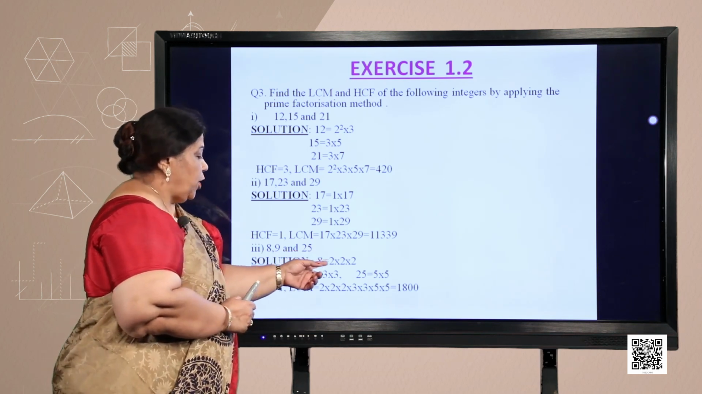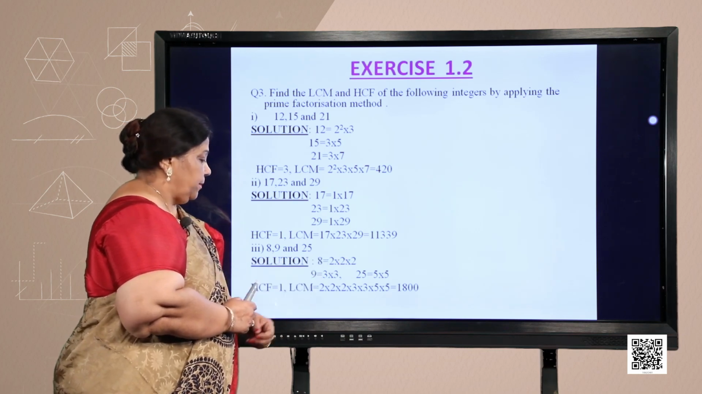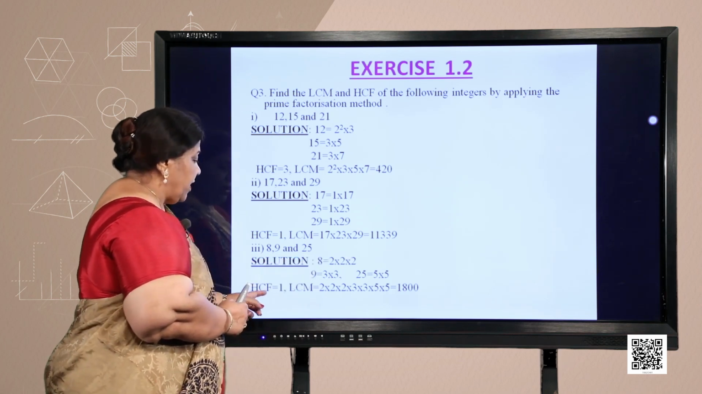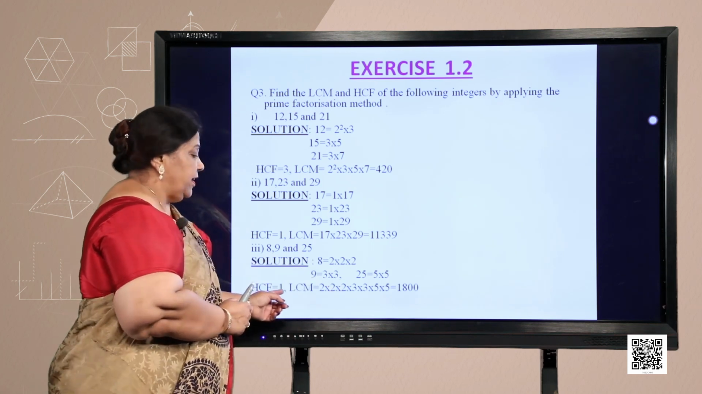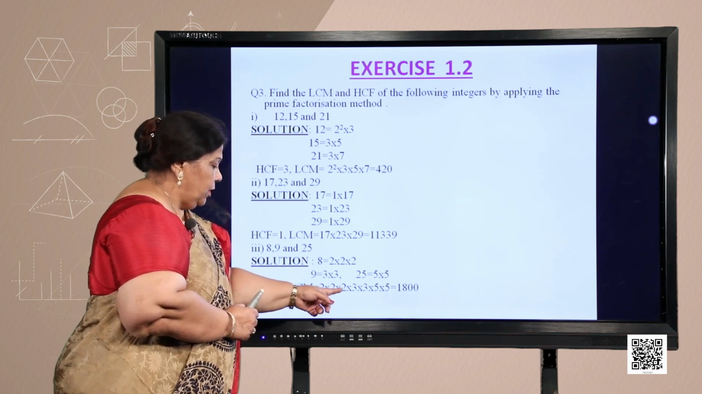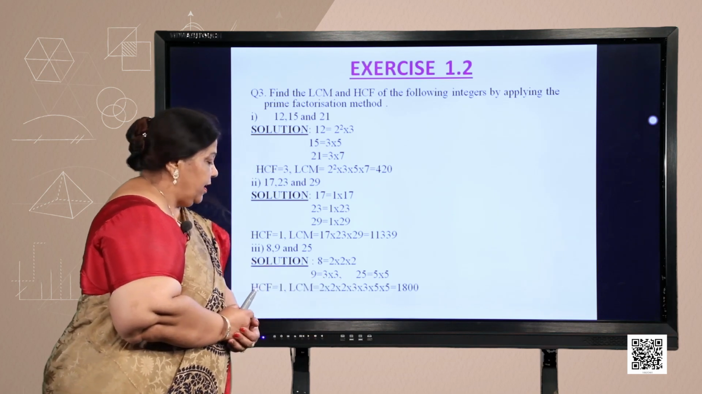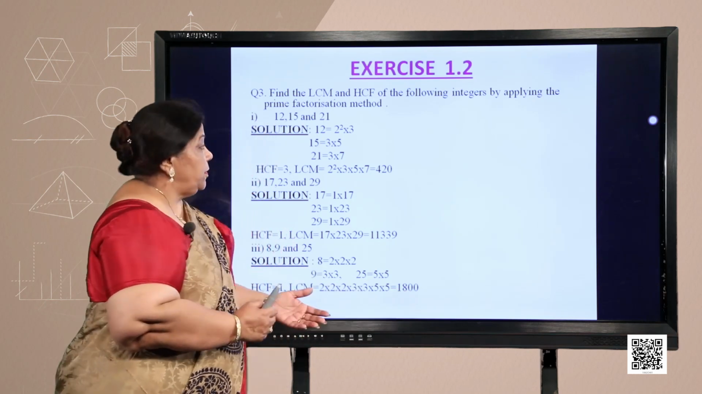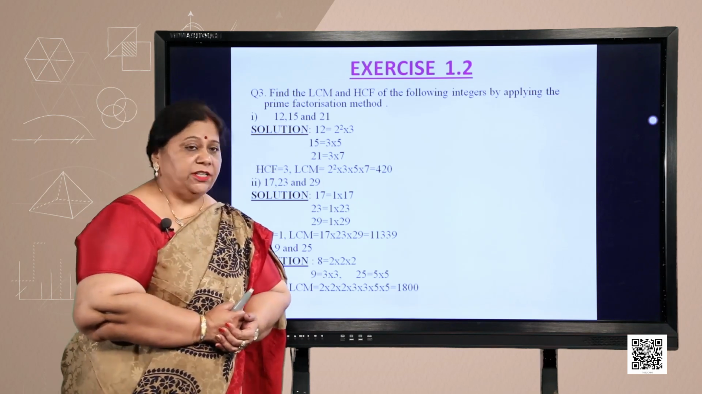In the third one, we have 8, 9 and 25 as the numbers. 8 can be written as product of 2 into 2 into 2 and 9 as 3 into 3, 25 as 5 into 5. So, the highest common factor is obviously 1 because there is no number which is common. So, LCM is 2 into 2 into 2 into 3 into 3 into 5 into 5 and the product comes out as 1800. So, it was simple to calculate the LCM and HCF using prime factorization method.